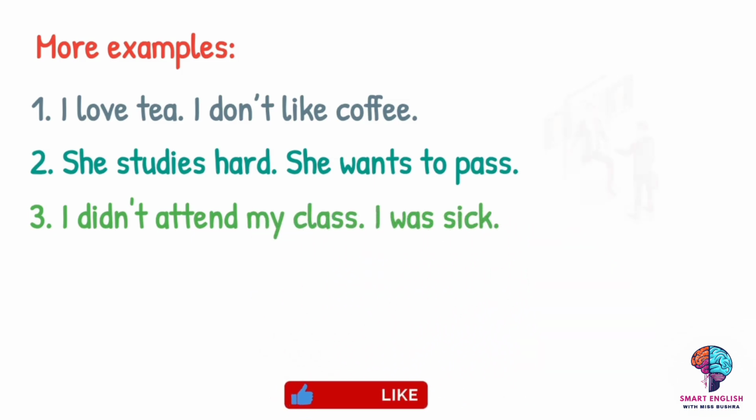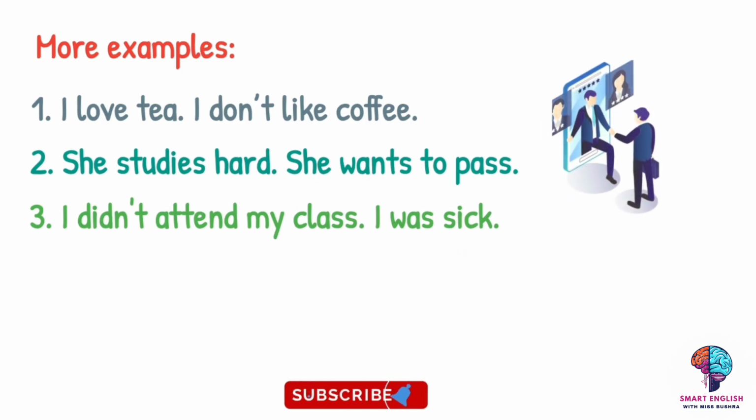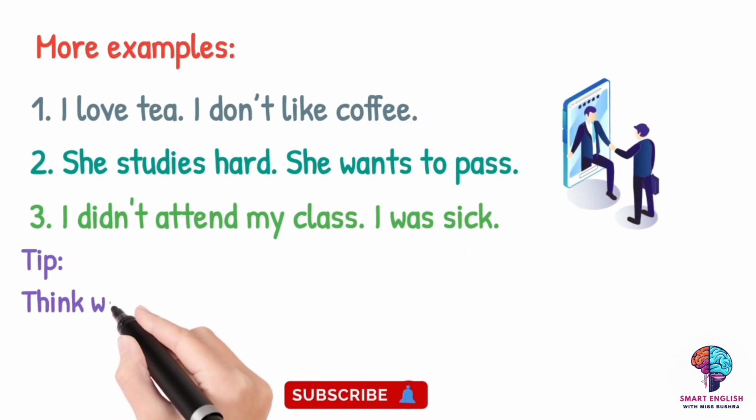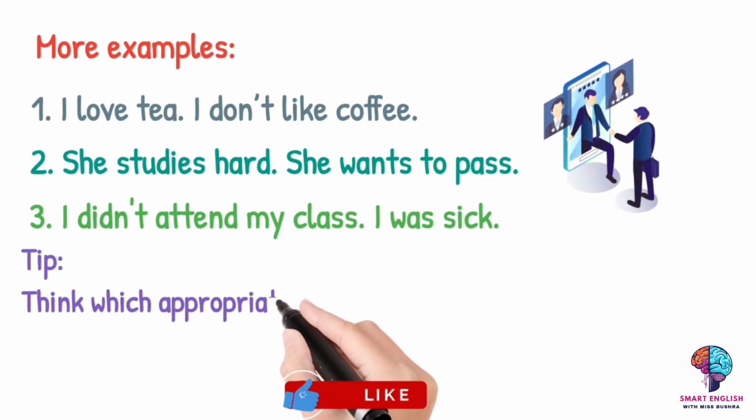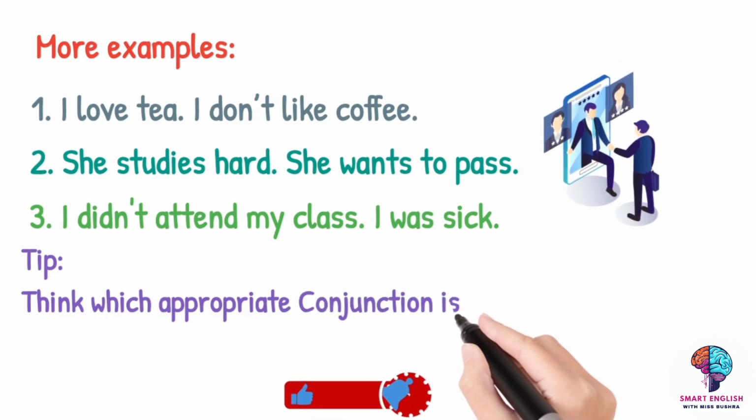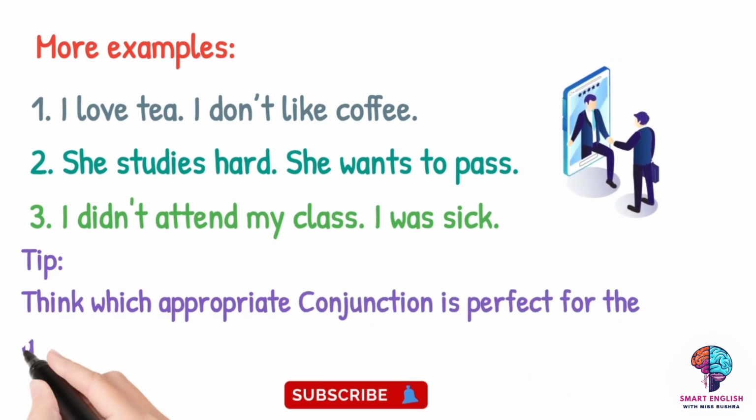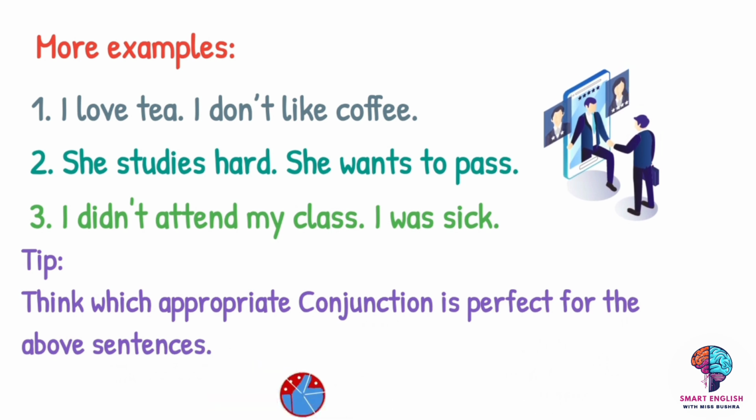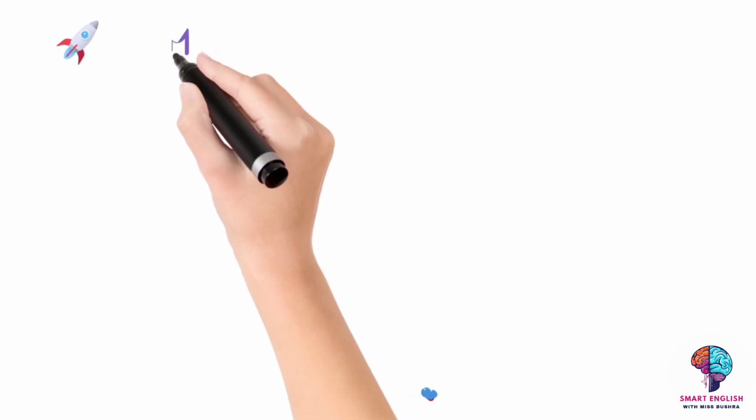I love tea. I don't like coffee. She studies hard. She wants to pass. I did not attend my class. I was sick. So here is a tip, student. Think which appropriate conjunction is perfect for the above sentences. The conjunction was missing in the above sentences. You have to tell me which conjunction is appropriate and suitable for the above examples.